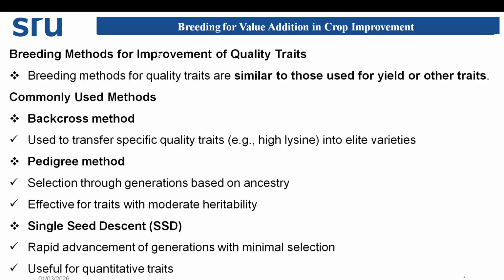Then breeding methods for improvement. Breeding methods for quality traits are similar to those used for yield or other traits. Commonly used breeding methods are the backcross method, which is used to transfer specific quality traits into elite varieties. Next, the pedigree method: selection through generations based on ancestry. It is effective for traits with moderate heritability. Then third, the single seed descent method: rapid advancement of generations with minimal selection, useful for quantitative traits.